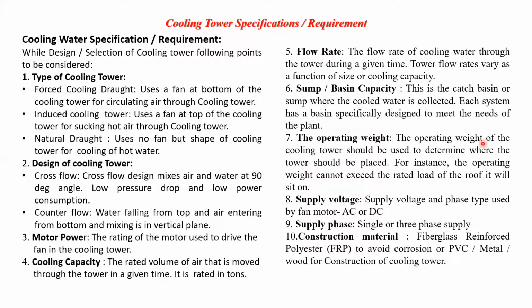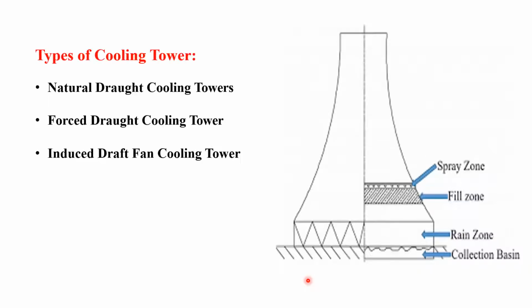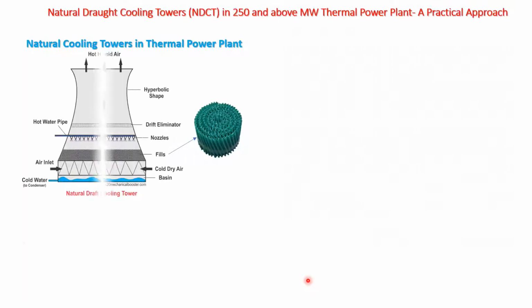Then operating weight, the operating weight of the cooling tower, supply voltage AC or DC, supply phase single or three-phase supply, construction material: fiberglass reinforced, PVC, wood construction. Then we saw types of cooling towers: natural draft, forced draft, and induced draft.